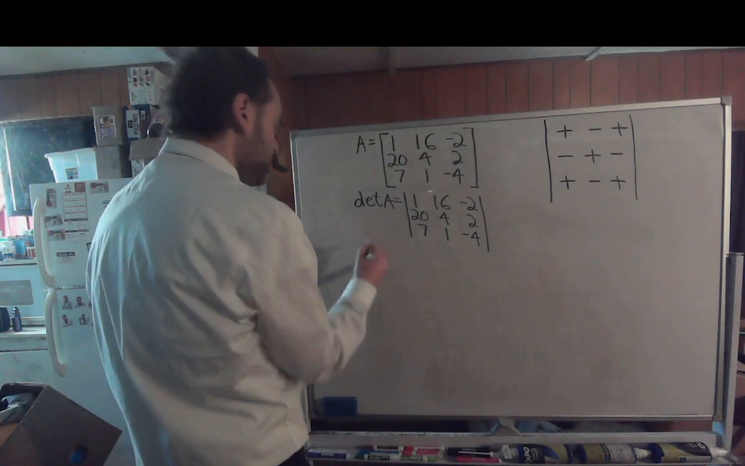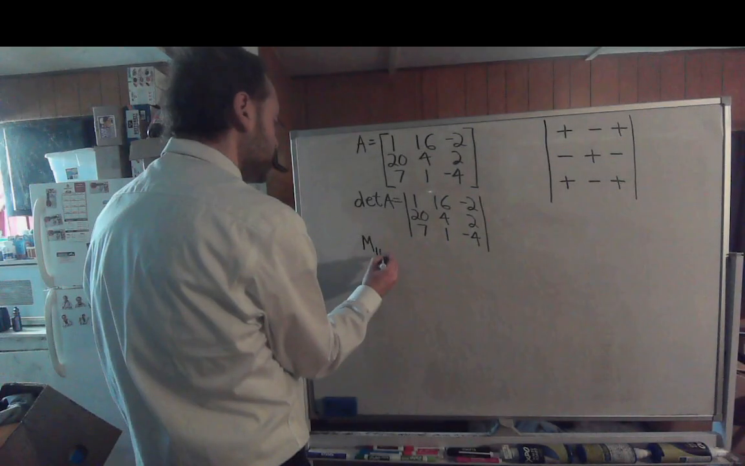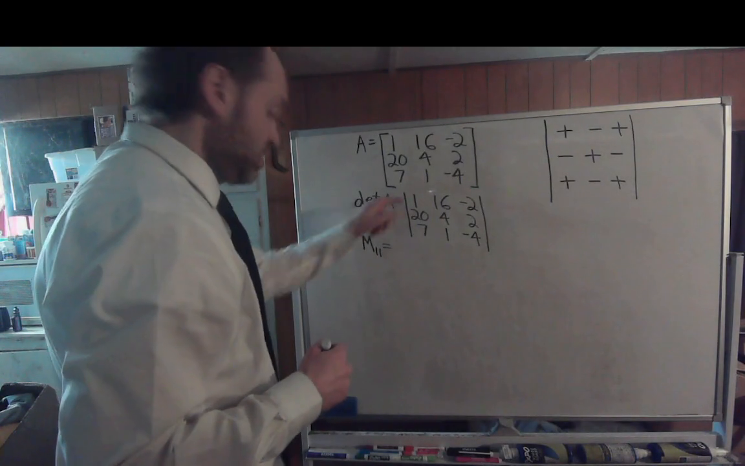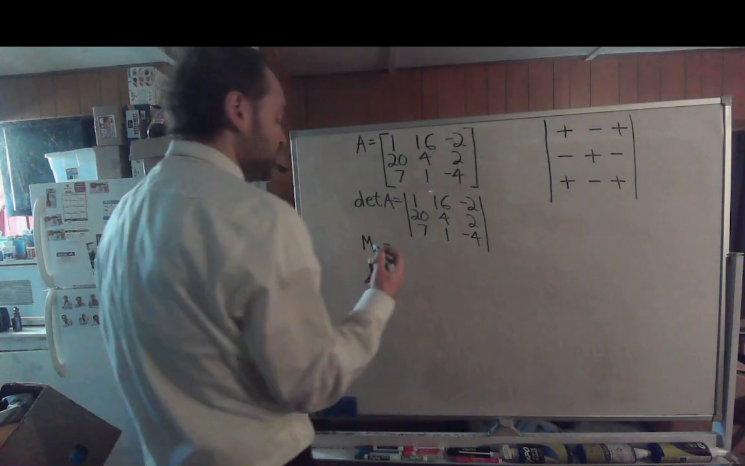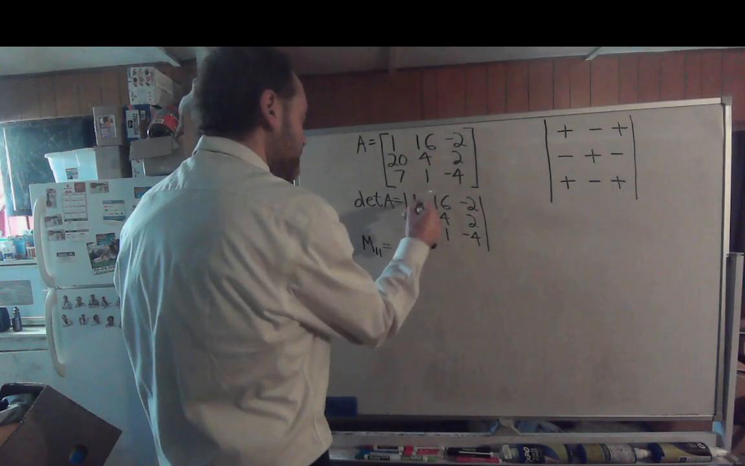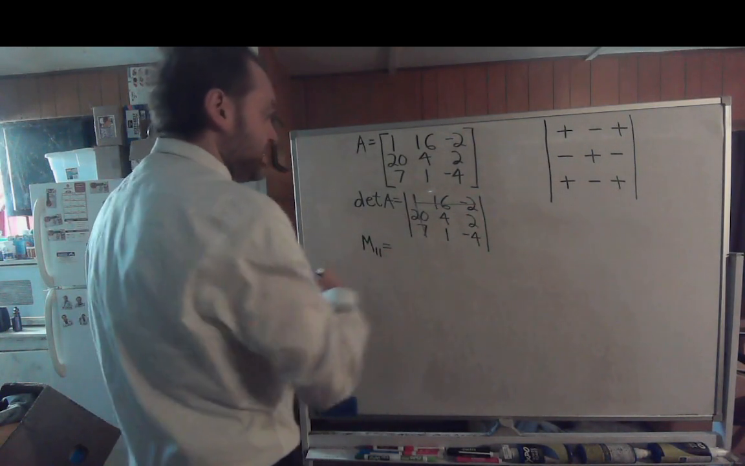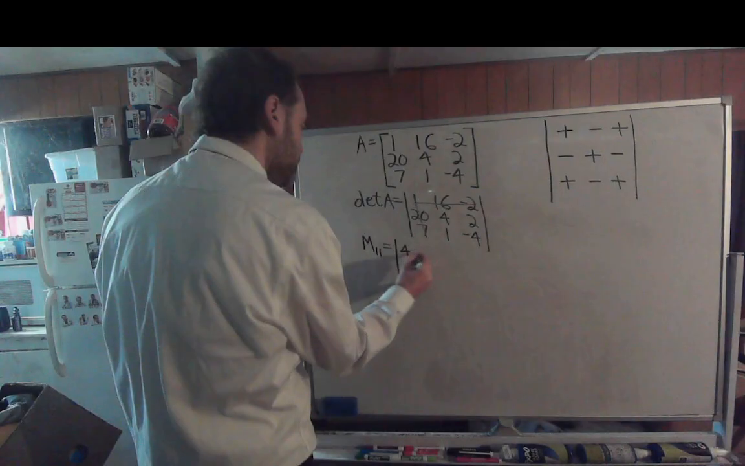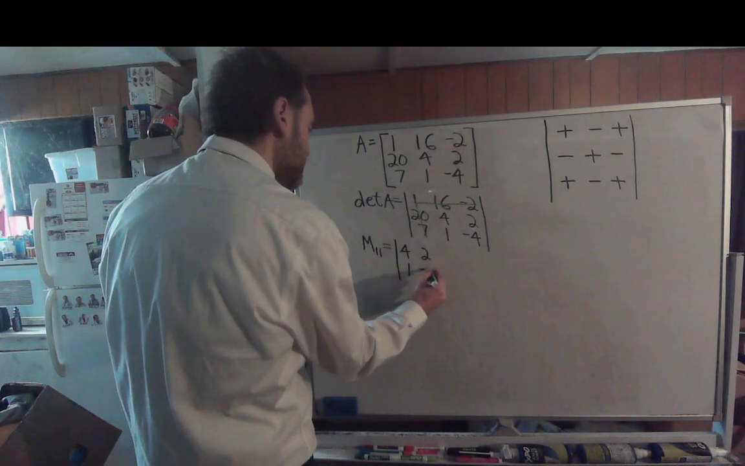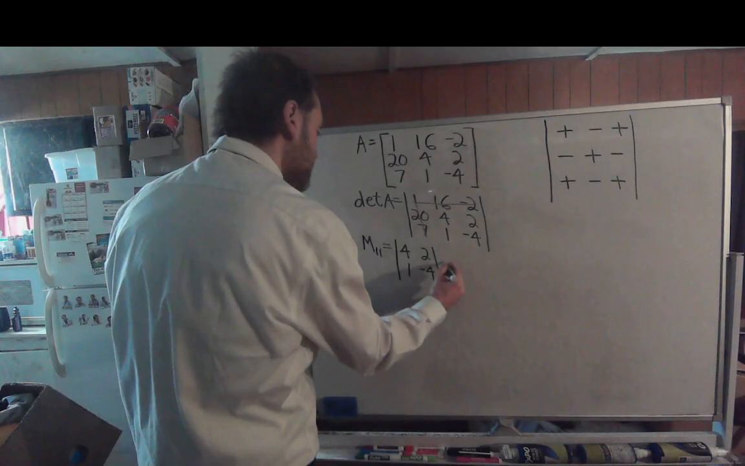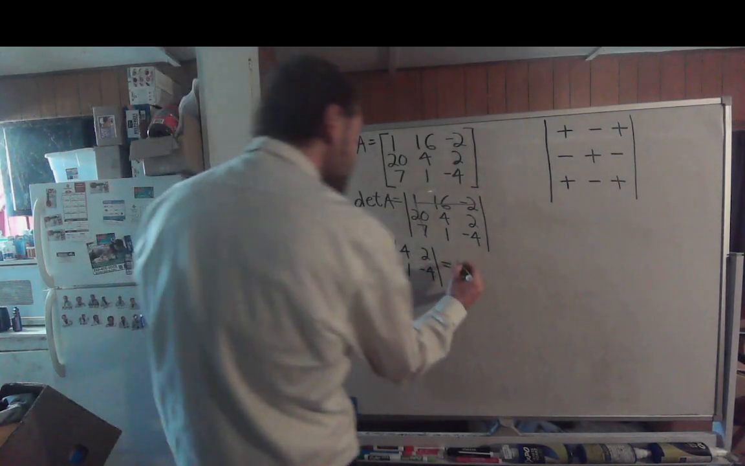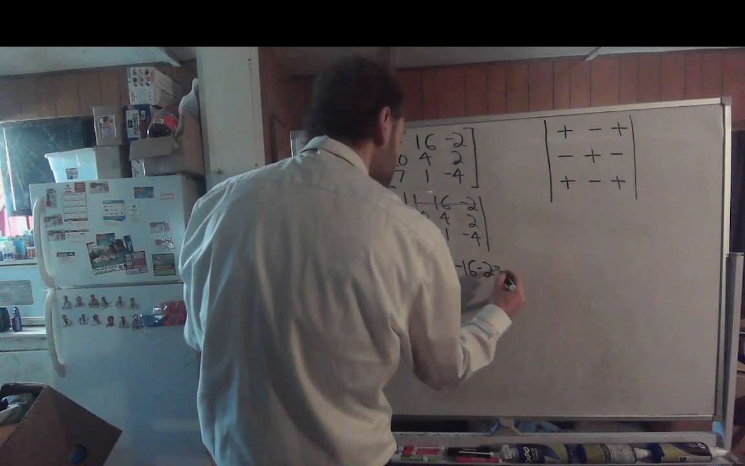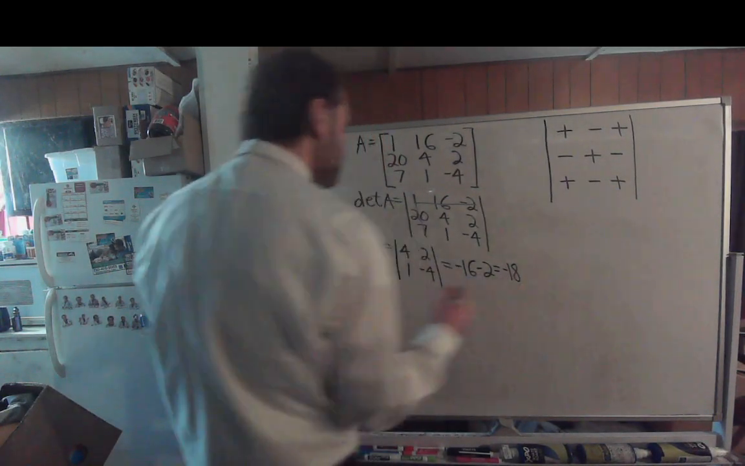Alright, so let's find minor 1, 1 first, which is going to be where that 1 coefficient is. So take out the column and the row, and that's just the determinant of what's left. So minor 1, 1 is the determinant of 4, 2, 1, and negative 4. So 4 times negative 4 is negative 16. Minus 2 times 1, that'd be minus 2, which would equal negative 18.